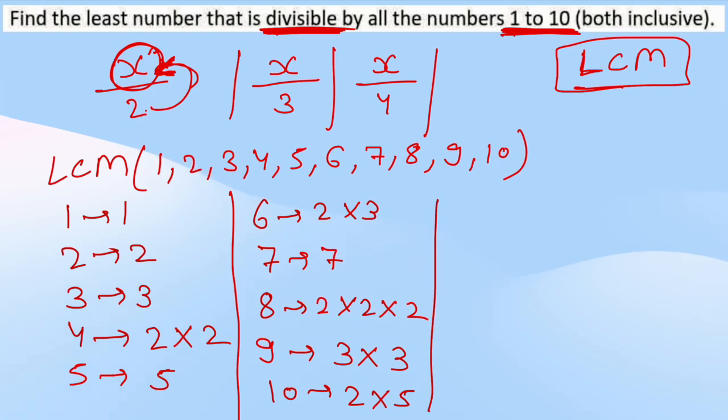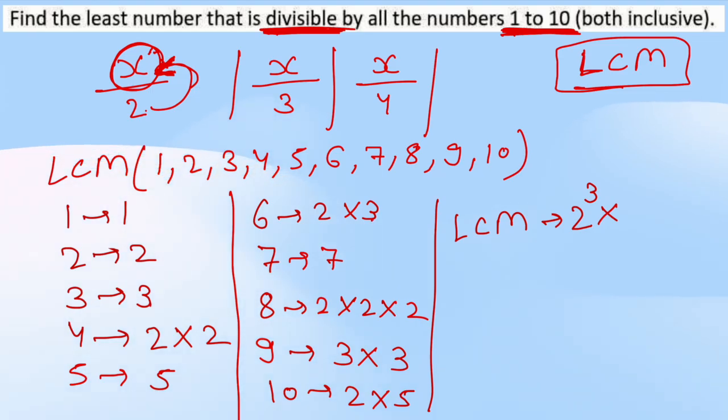Now if I am asking about the LCM, just tell me what is the highest power of 2 here. 2 to the power 1, here 2 square, here 2 cube, means 2 cube is the highest power, right? So 2 cube will be there. What is the highest power of 3? 3 to the power 1, 3 to the power 1 again. Here 3 to the power 2, means 3 to the power 2 is highest. So 3 to the power 2 I need to write, right?